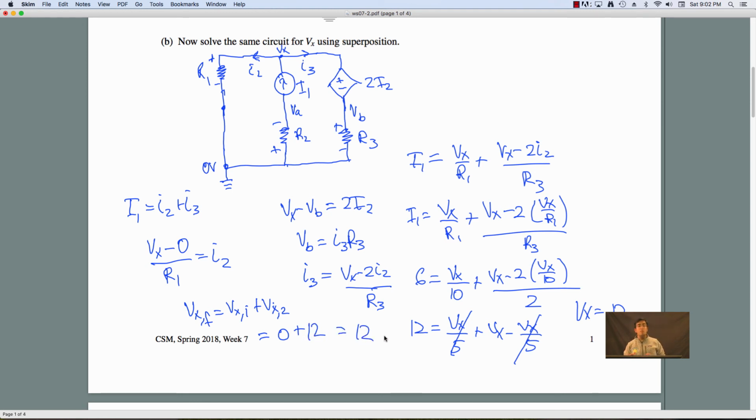But it's important to remember that our final answer is the combination of the answers we got in the various parts of superposition. And as we see here, it doesn't really matter how we approach solving the circuit, whether it's nodal analysis or superposition. At the end of the day, we will end up with the same answer. It's just a matter of how you want to get there, which is, it's good to know the various paths because some might be easier than others.